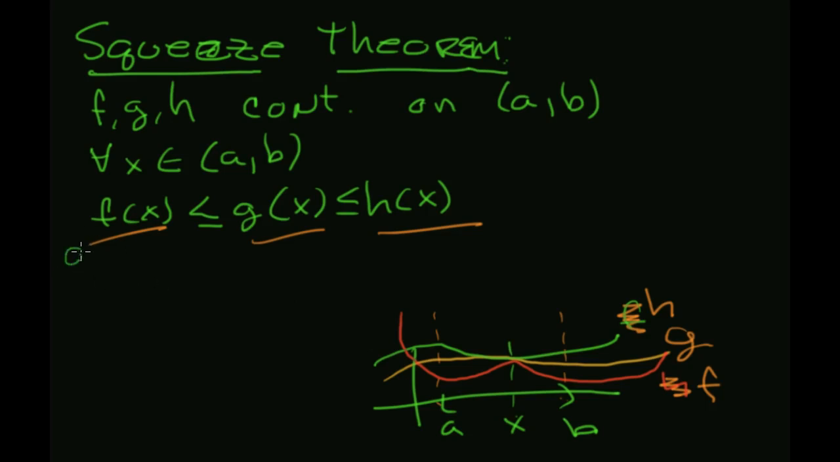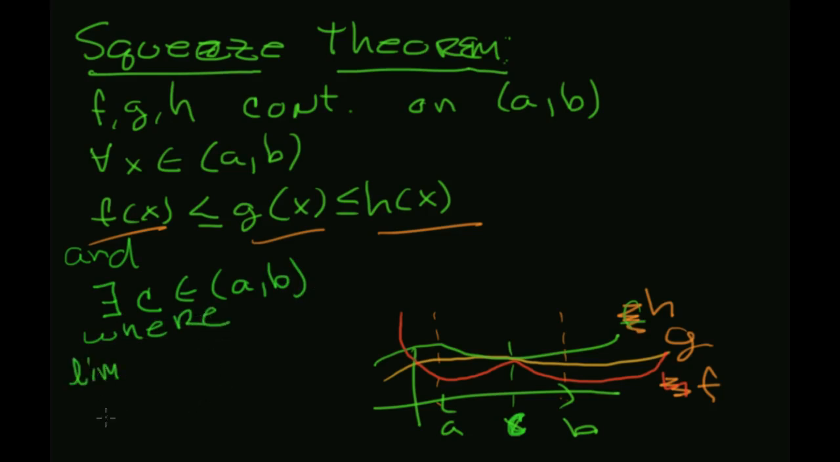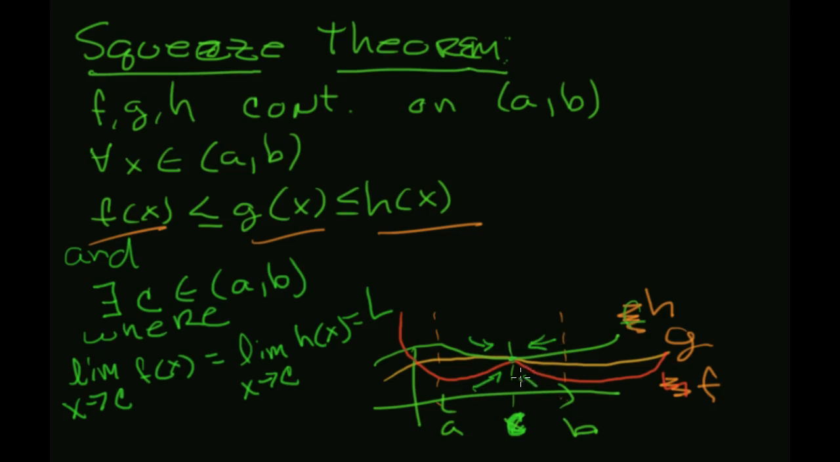All right, so if that's the case, and we're going to call this c here, and there exists a c also on that interval a, b, where the limit as x approaches c of f of x is equal to the limit as x approaches c of h of x, which we're going to call L. So as I get close to c, h is going to the same value that f is going to.